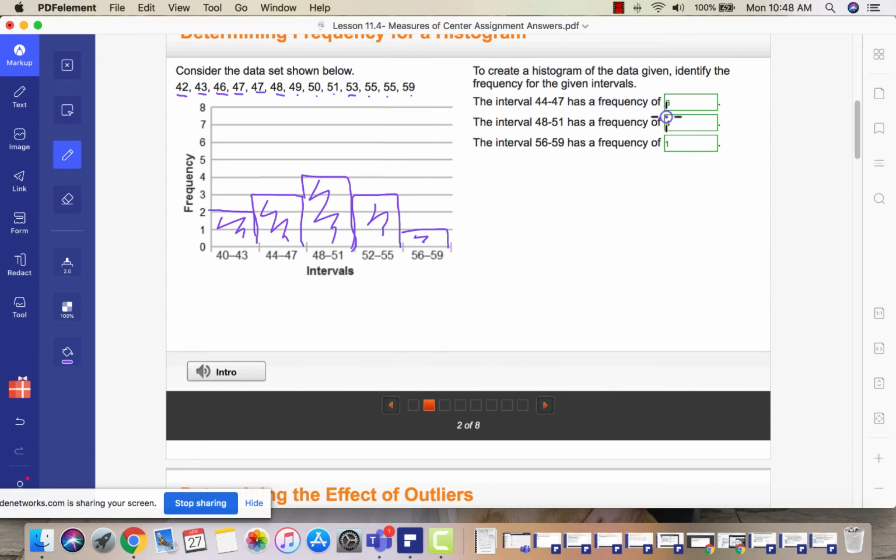That means we have 3 pieces of data between 44 and 47, 4 pieces of data between 48 and 51, and 1 piece of data between 56 and 59. And this is pretty much symmetrical, so this would not be skewed data.